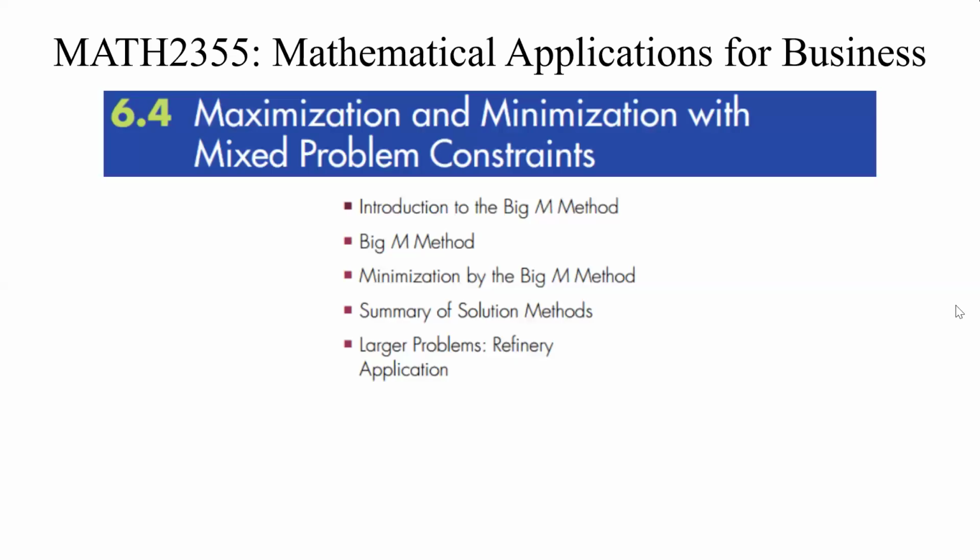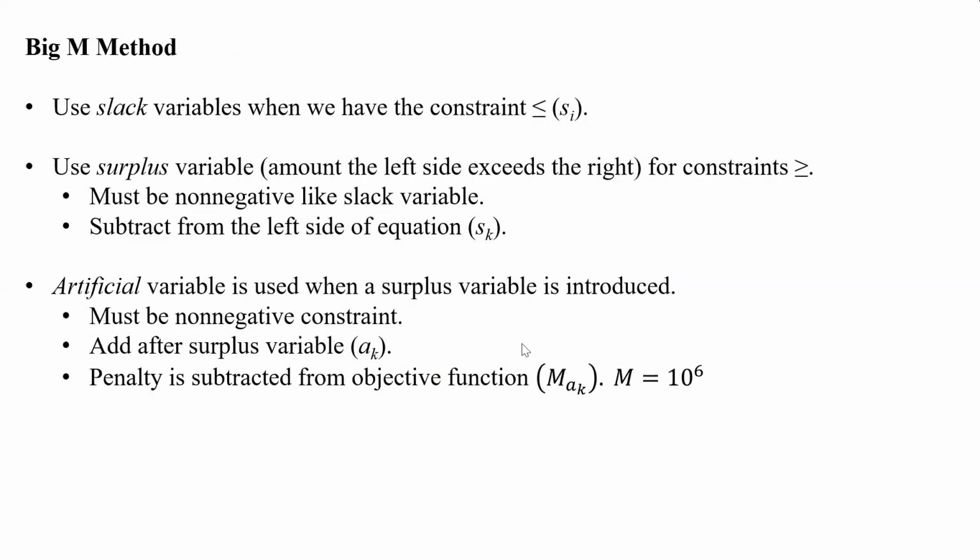Right, so here we're on 6.4 on maximization and minimization with mixed problem constraints. So we're going to introduce the Big M method. Then we're going to have minimization with the Big M method, a summary of solution methods, and then larger problems, which is the refinery applications. So what is the Big M method?